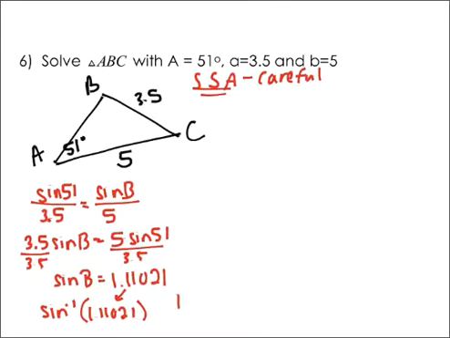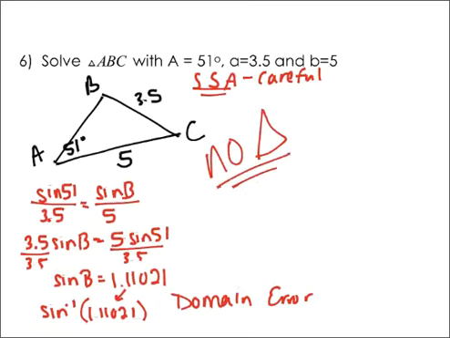If you do the arc sine and copy that number in, you're going to get a domain error, which right away tells me that this is not going to work. There's no triangle. So there's no possible triangle with the given information.